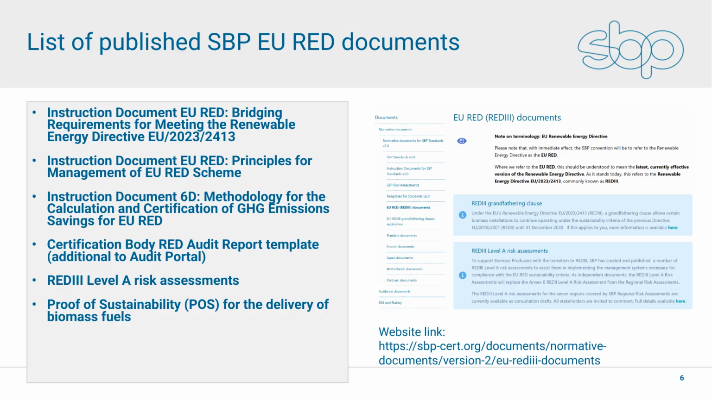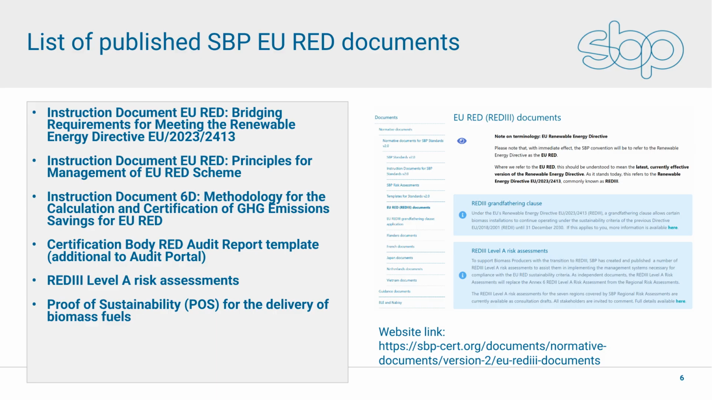Instead, it describes how the SBP scheme and its actors operate: governance, training, impartiality, the assurance system, and so on. Third, Instruction Document 6D on methodology for the calculation and certification of GHG emission savings for EU RED. Within the broader SBP framework, this document is optional, but it is mandatory for certificate holders that need to perform GHG emission savings calculations in line with RED 3.